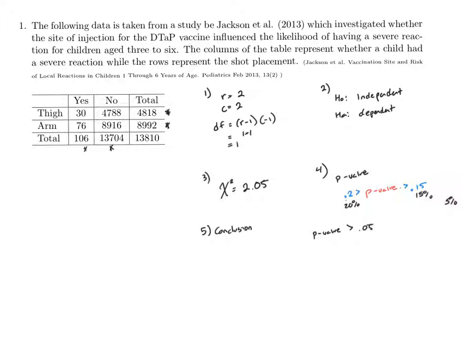Based on this, then, my conclusion is going to be that I failed to reject H0. That is, there's not actually enough evidence to say these are dependent. For all I know at this point, it looks like injection site might have nothing to do with whether or not a child has a severe reaction.